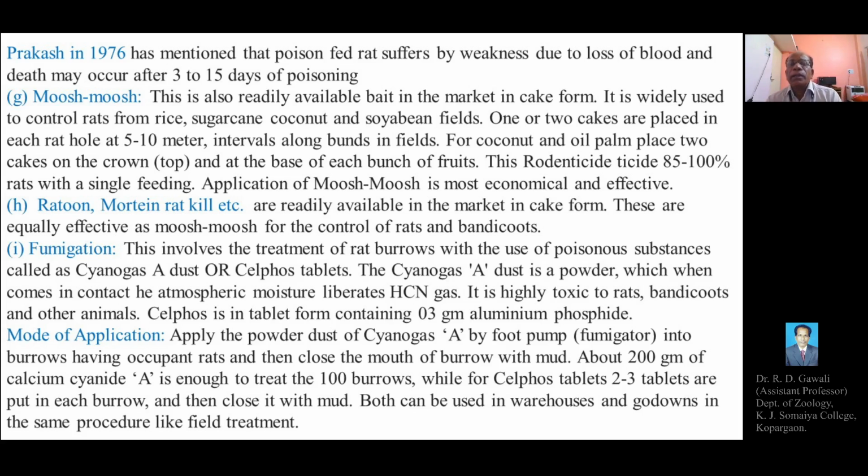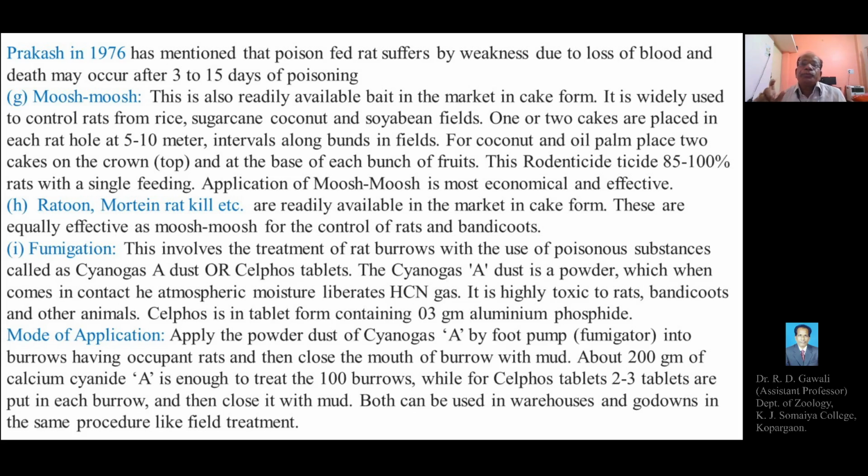It is widely used to control rats in rice, sugarcane, coconut and soybean fields. So for the destruction of rats from the fields of rice, sugarcane, coconut and soybean, we can use the Mush Mush bait for the killing of the rats.